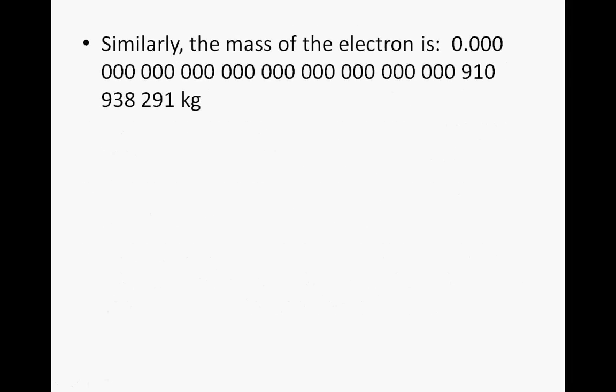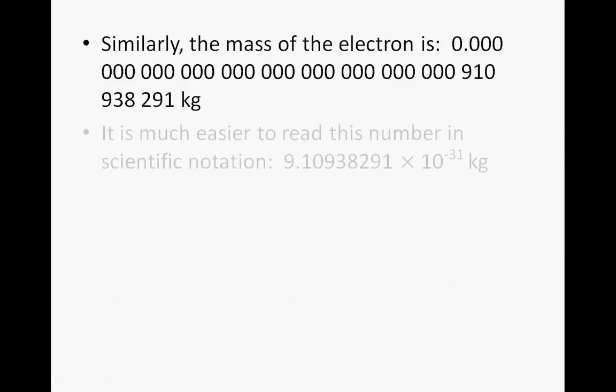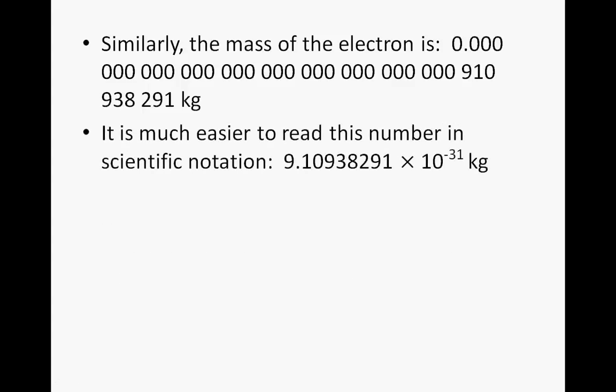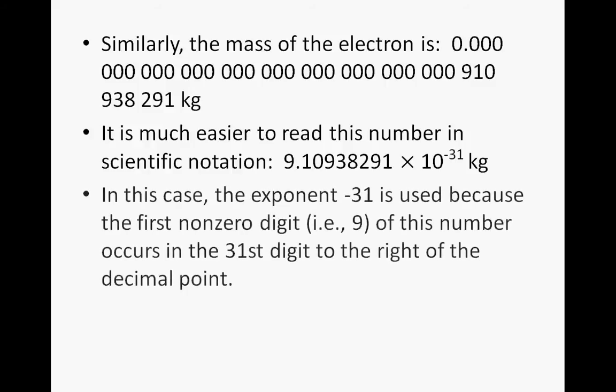Similarly, the mass of the electron is much easier to read as 9.10938291 times 10 to the negative 31st power kilograms. For the same reason, the negative 31 is used because the first non-zero digit, if you're reading this number, is 9, and that occurs at the 31st place to the right of the decimal point.